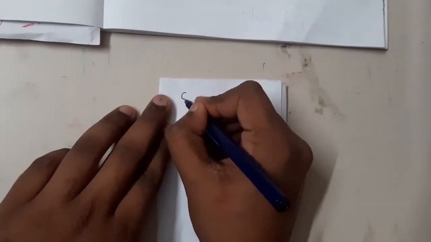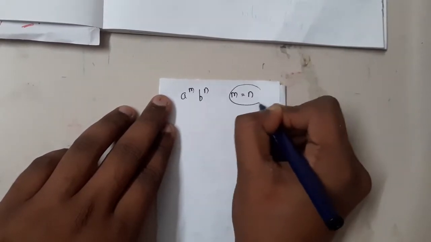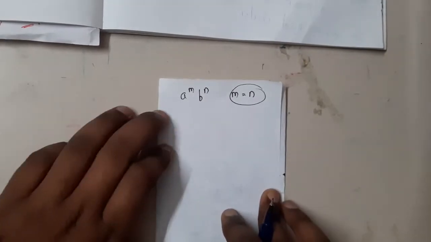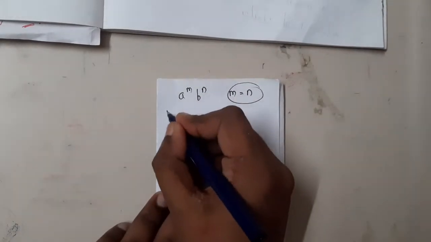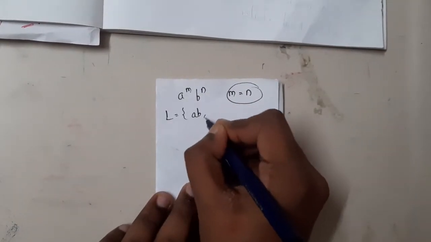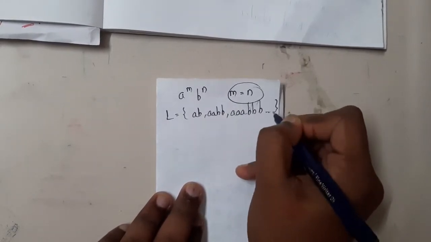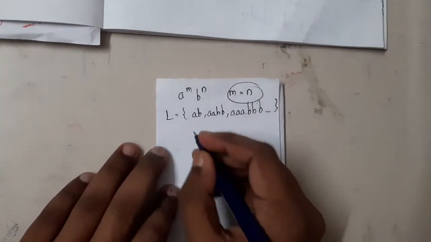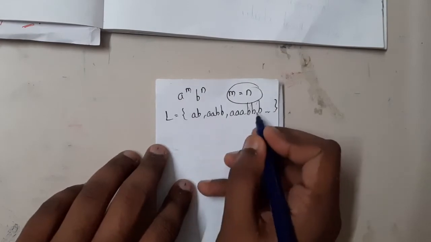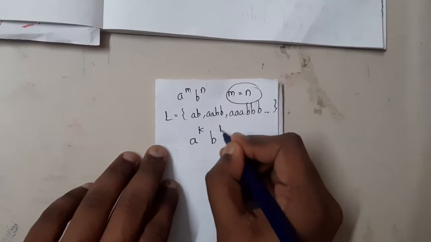Now the given question is a power m b power n, and they are saying m equal to n. So let us write some language examples: AB, AABB, AAABBB, and so on. Among these, let us take a traditional case first. We will select one item from this. Let us assume we selected a power k, b power k.